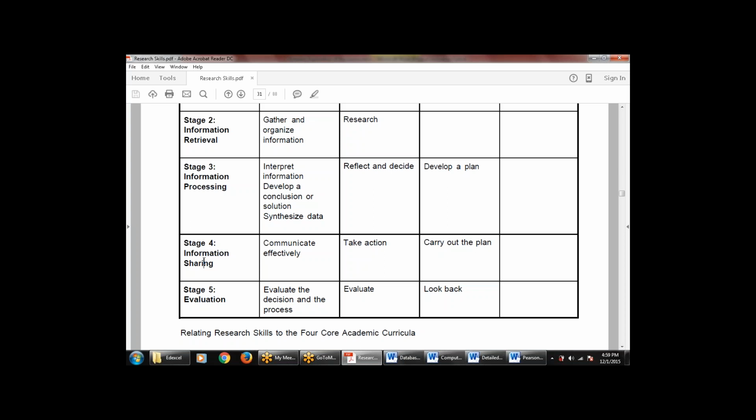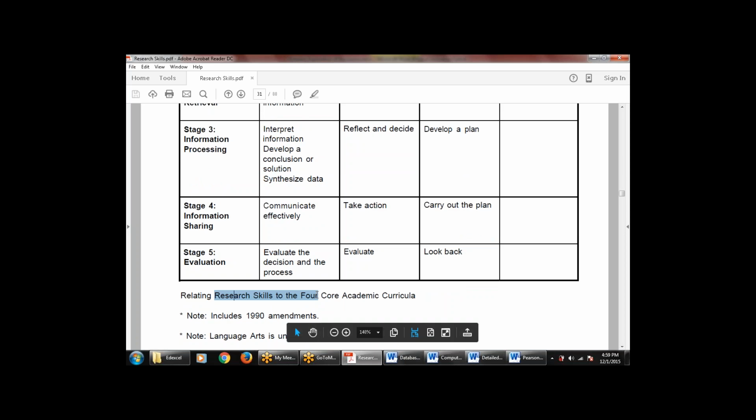In the same way, there is stage 5, that is evaluation. In social studies, evaluate the decision and the process, that is, what is the main decision and how to process it. Then in science, there is evaluate, and lastly in mathematics there is look back, which is a method used with evaluation, that is, how to evaluate the content.